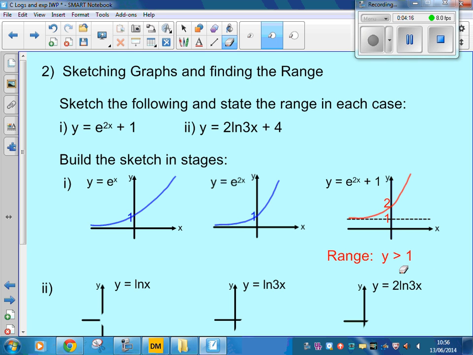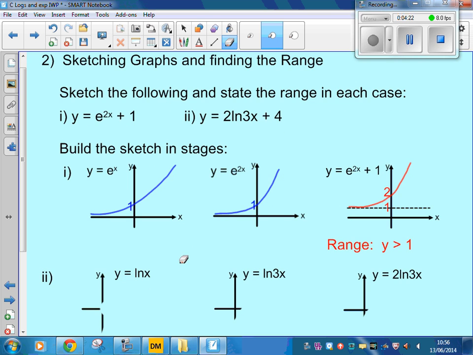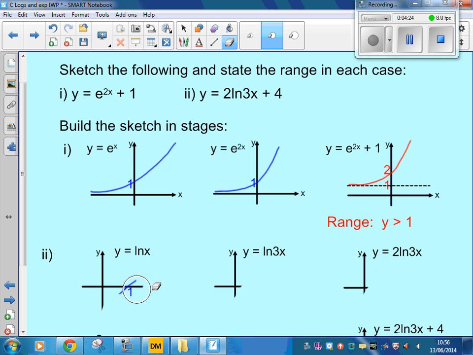Notice it's greater than and not greater than or equal to, because the curve never actually touches the asymptote. The next one, we start with y equals ln x, which looks like this. We're trying to build up to 2 ln 3x plus 4. So your next one is y equals ln 3x. Stretch, scale factor a third in the x-axis.